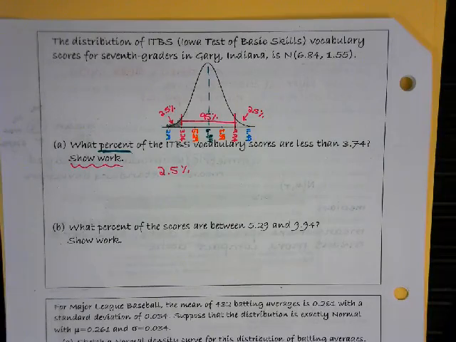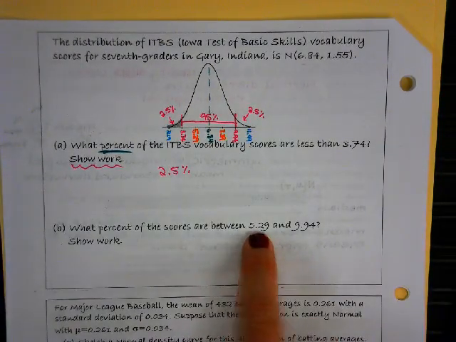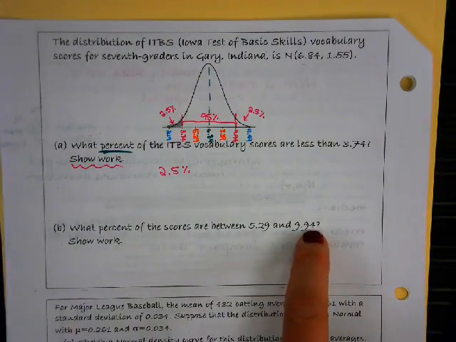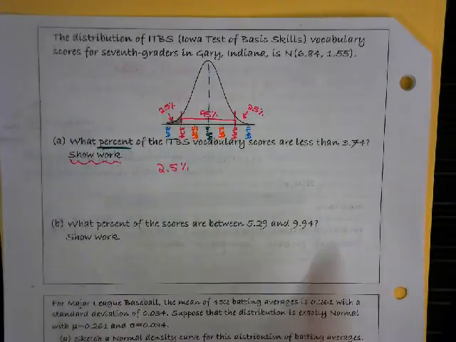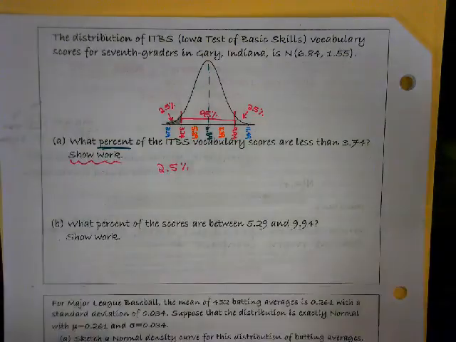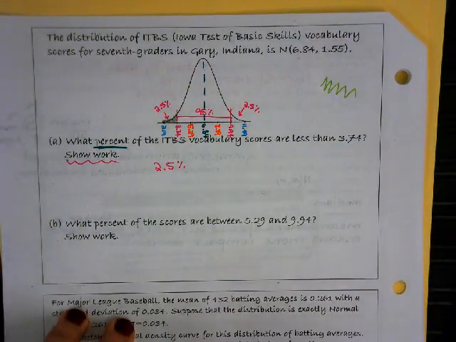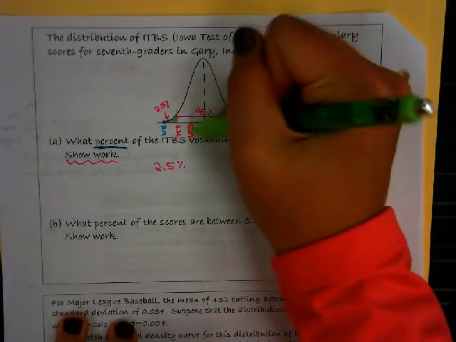All right, part B. What percent of the scores are between 5.29 and 9.94? Let's see. 5.29. Can you guys see this color if I write with it? Okay. So 5.29 is right here, and 9.94 is right there. So we want to find this area here that I'm shading in with the bright green.